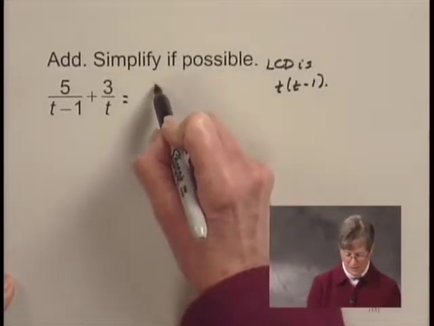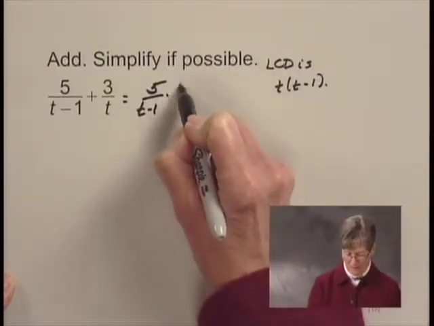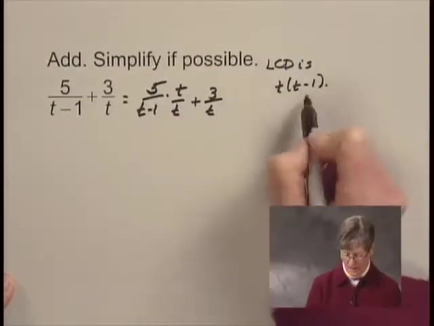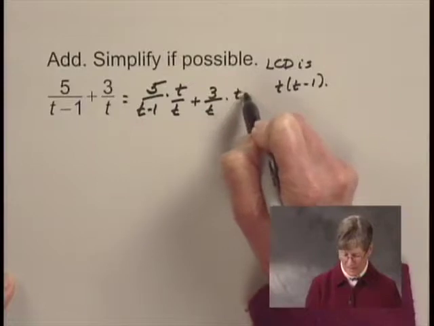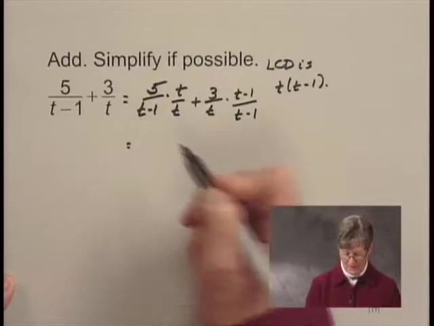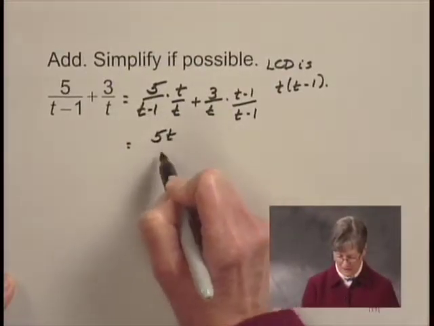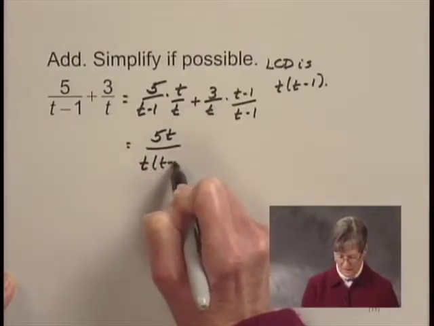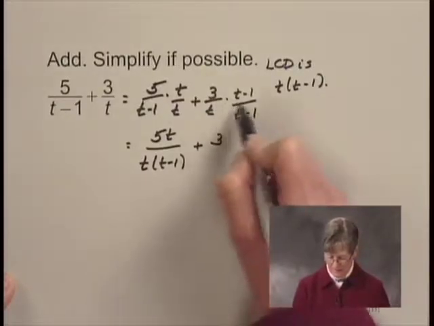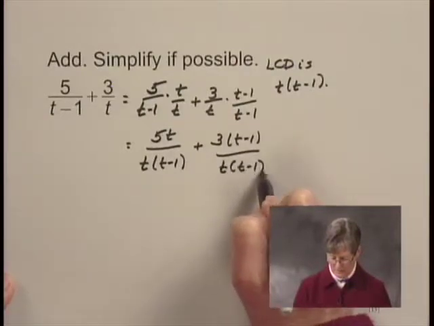So for 5 over t minus 1, I need a factor of t, so I'll multiply by t over t. And for 3 over t, I need the factor of t minus 1, so I'll multiply by t minus 1 over t minus 1. Now let's do those multiplications. In the first expression, I'll have 5t over t times t minus 1. And in the second one, I have 3 times the quantity t minus 1 over t times t minus 1.